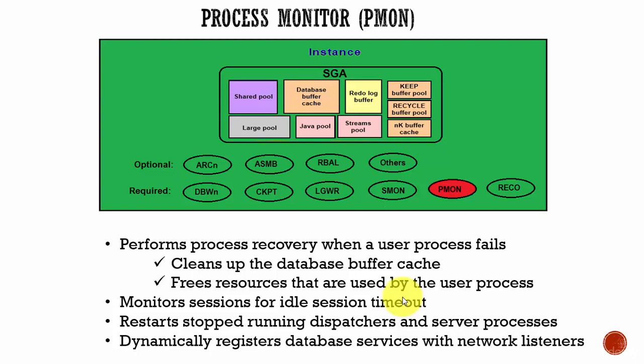And the fourth point is it dynamically registers the database services with the network listeners. That means the process monitor regularly checks the status of the Oracle instance and updates the network listener saying, okay, my instance is active. If for some reason the instance is inactive or is stopped, immediately the process monitor will update the network listener saying the Oracle instance is down. Like this, the process monitor makes sure all the processes are running and recovers the user processes whenever they fail.